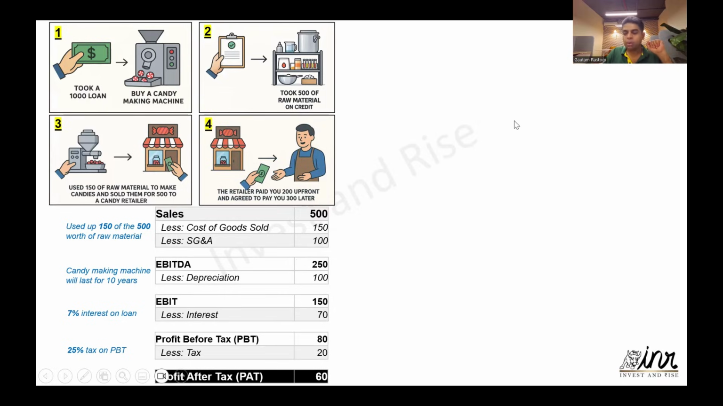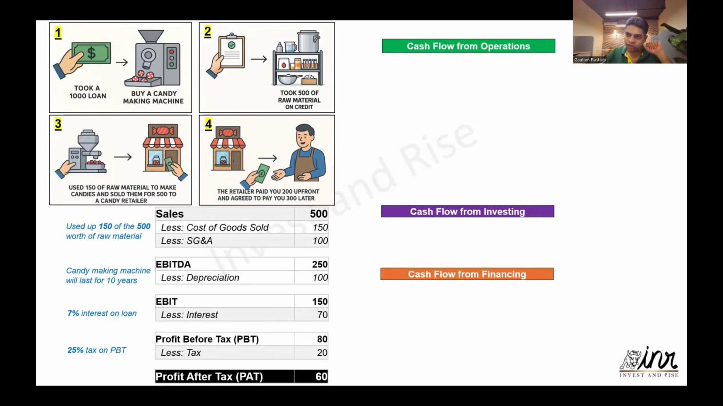Okay. Now, let's construct a very simple cash flow statement. In a cash flow statement, it would summarize your cash transactions under three buckets. ठीक है. पहला bucket है cash flow from operations. That's the first bucket. Second bucket is cash flow from investing. Third is financing.